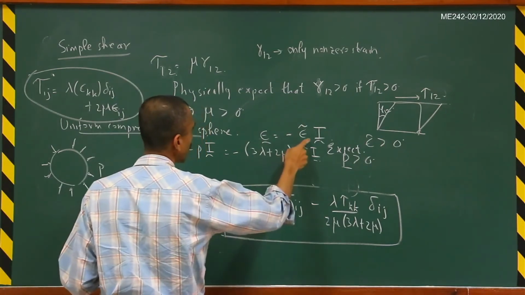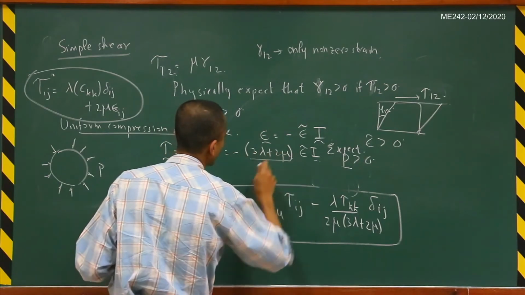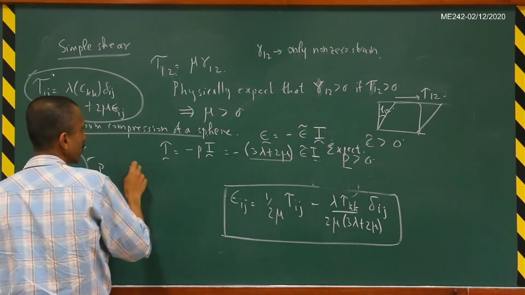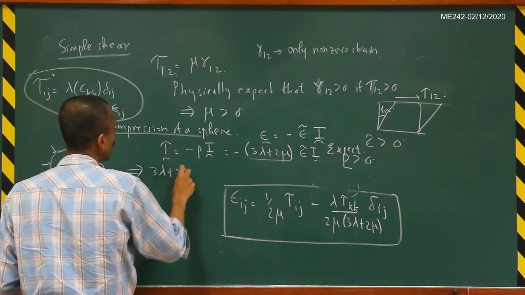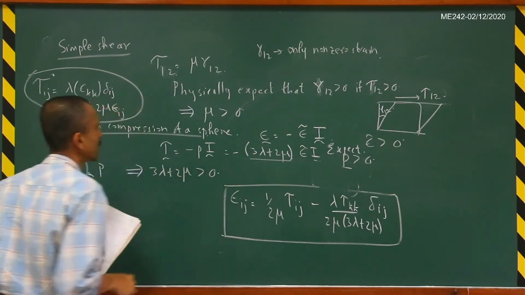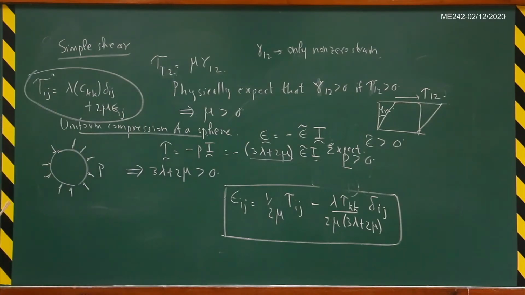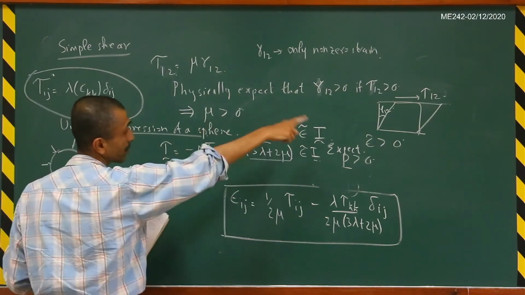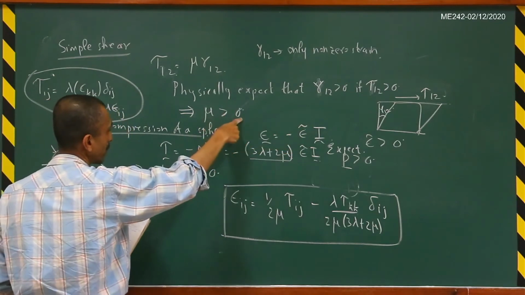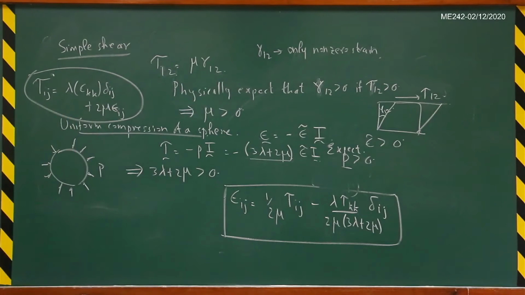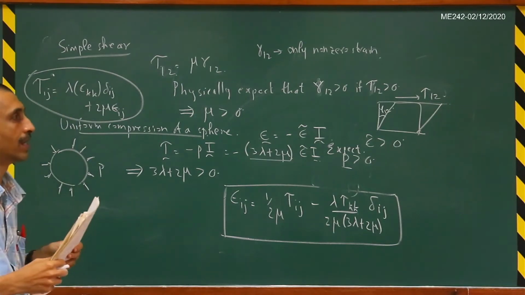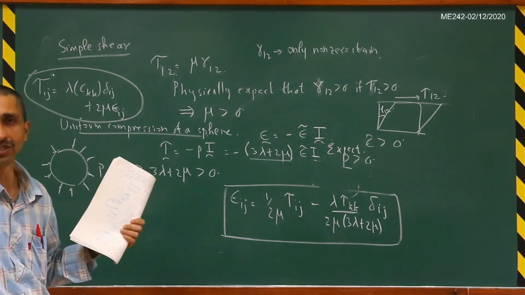And since epsilon tilde is greater than 0, we get that 3 lambda plus 2 mu is greater than 0. So this is the second bound that I get. So the first bound was based on the simple shear, so that is mu greater than 0. The second bound is based on a uniform compression of a sphere that says that 3 lambda plus 2 mu is greater than 0. And now the last thought experiment is that of a unidirectional stretching of a bar.